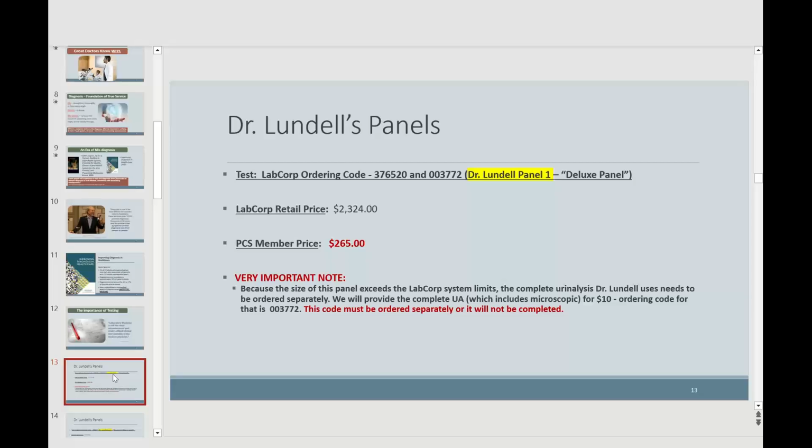So Professional Co-op was kind enough many years ago to allow me to do a panel back when they were doing panels. They don't allow individual panels, but I believe this is the largest panel that Professional Co-op and LabCorp has available at the time we filled their spreadsheet. But these are things that I want to test on every patient. This is the deluxe panel, what I call the deluxe panel, or the Lundell panel 1. Here's the code here, 376520003.